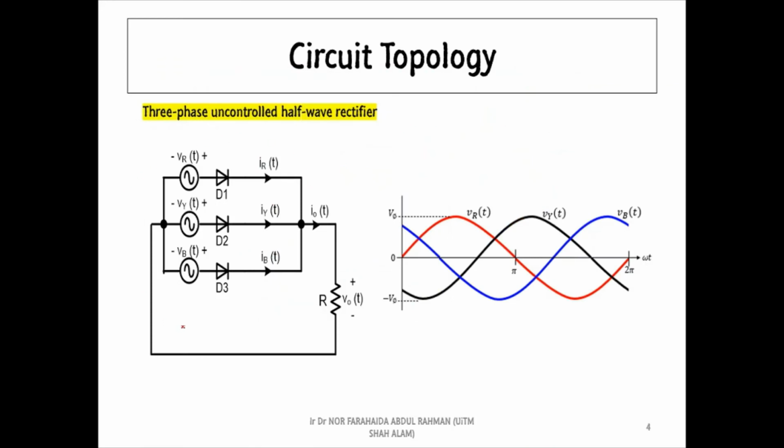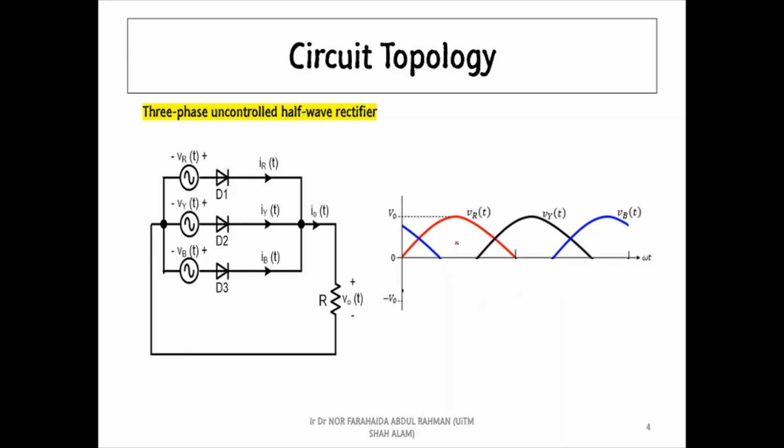This figure shows the circuit topology of a three-phase uncontrolled half-wave rectifier with resistive load. Similar to the single-phase half-wave rectifier, the three-phase half-wave rectifier is capable of rectifying only the positive half cycles of the three-phase voltage waveforms.